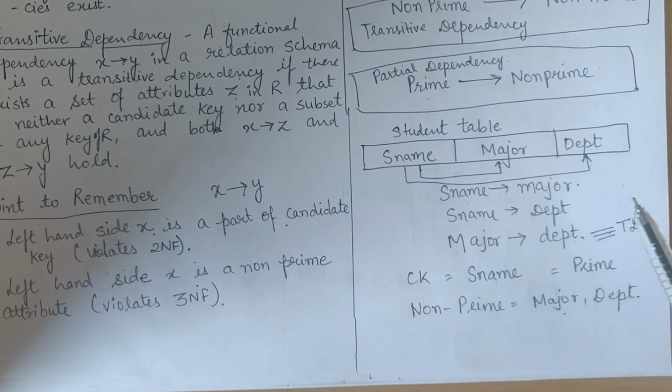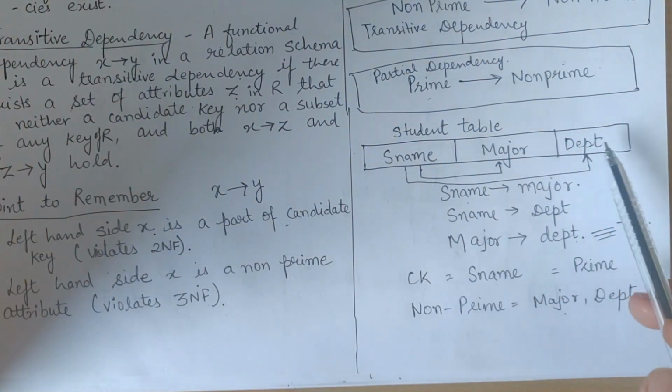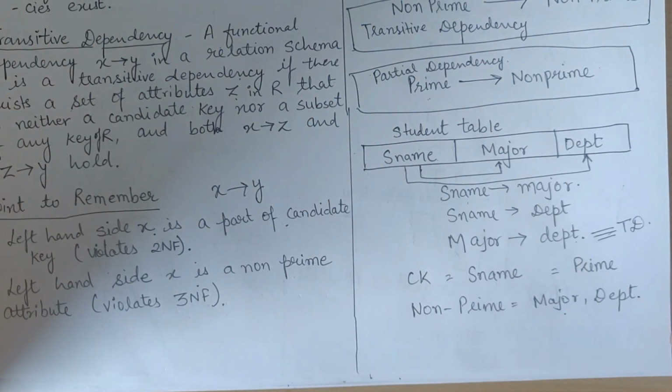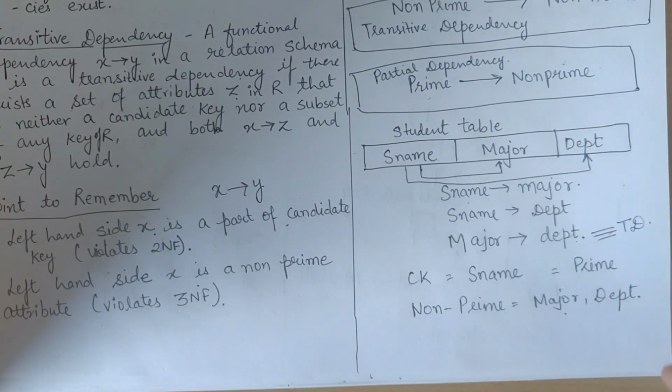And this is known as what? This is known as insertion anomaly. Because of some other value, I am having a problem in insertion. So this kind of problem is known as insertion anomaly, and that is occurring due to transitive dependency.